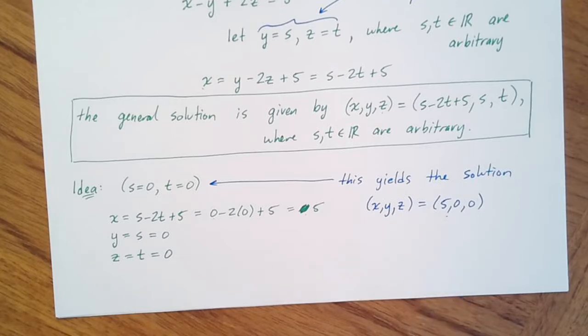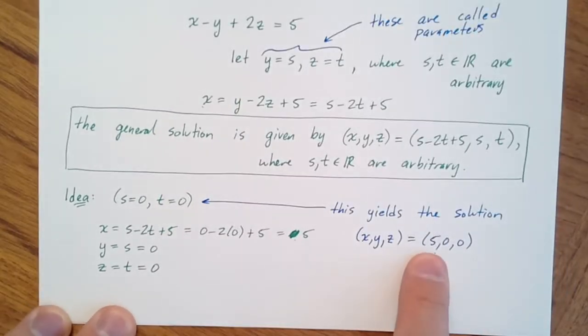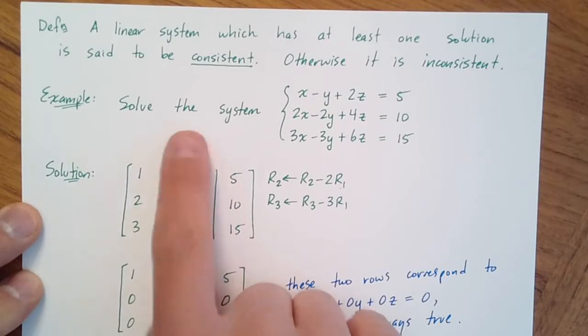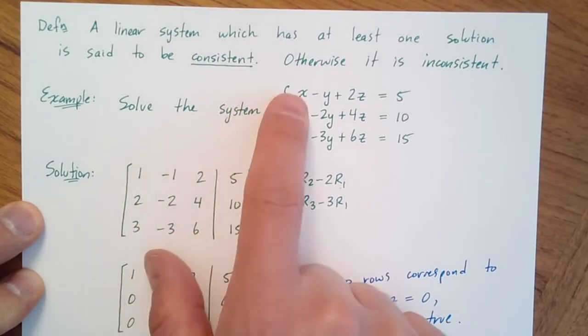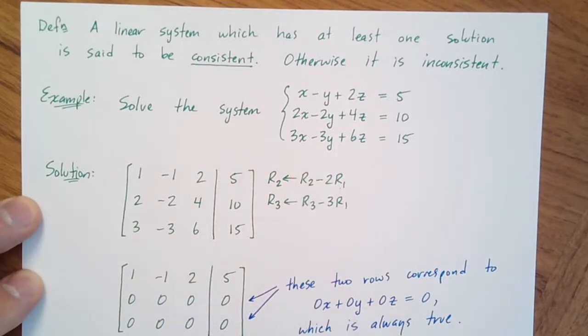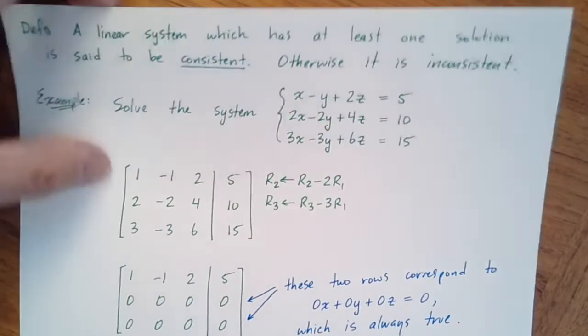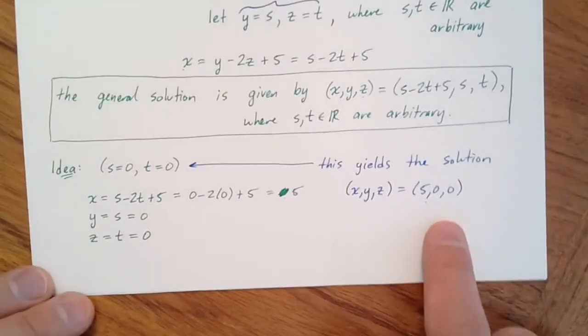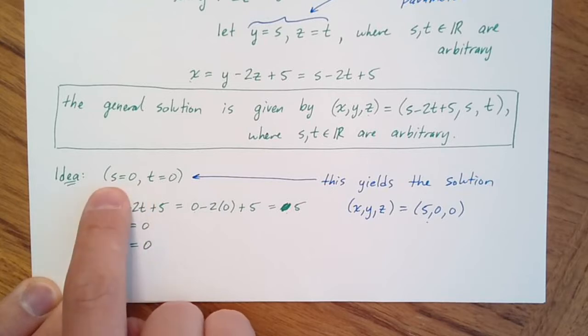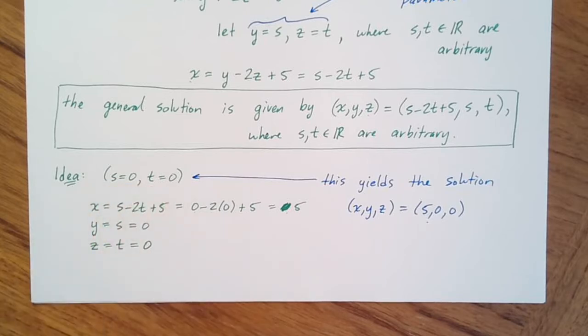So what's the significance of that? Well, that means if I took x equals 5, y equals 0, z equals 0, and I went back up to my original linear system and I plugged those values in for each of the variables x, y, and z here, I would end up with the equations all being satisfied, because that's what it means for an assignment of values to be a solution to a linear system. So this choice of parameters, s equals 0 and t equals 0, gives this solution to the linear system.